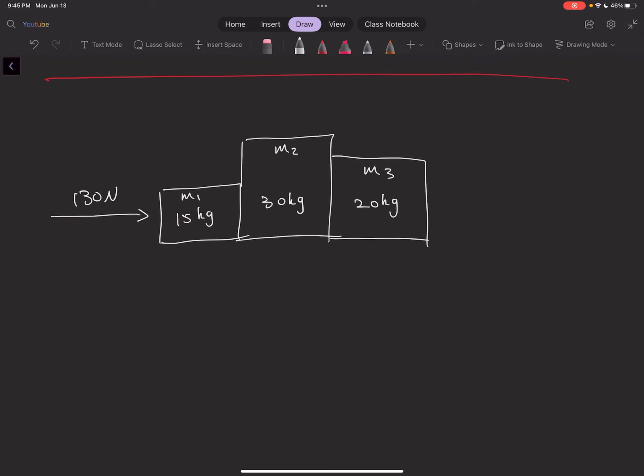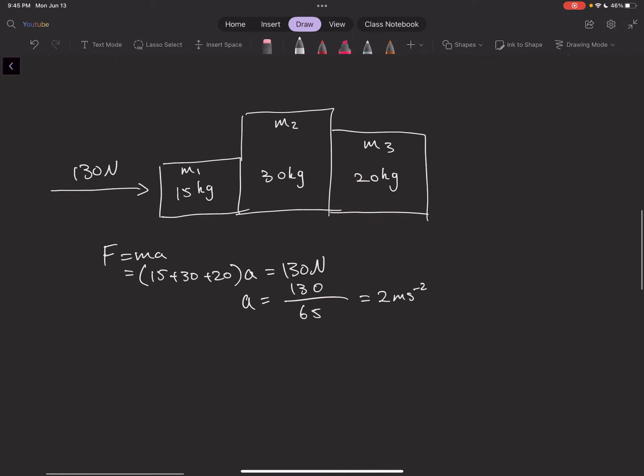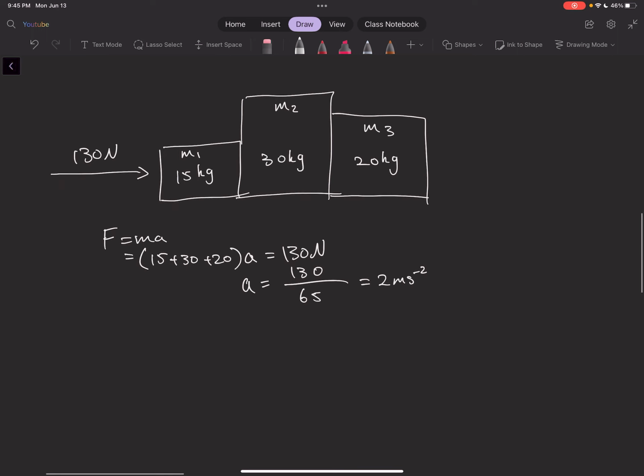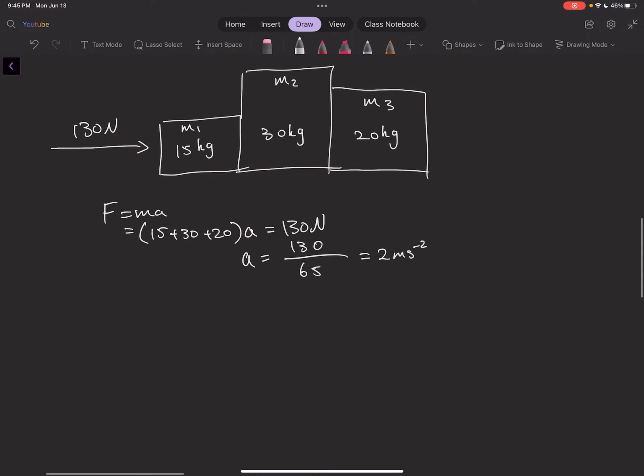So the first step again is we find the acceleration for the whole system. We complete F equals ma for the entire system, which means we are adding up all the masses, 15 plus 30 plus 20, times the acceleration, which equals, of course, the input force, which is 130 newtons. So we can rearrange to solve for the acceleration. It's 130 over 65, which conveniently equals 2 meters per second squared. It's almost like I didn't prepare this beforehand. So now we know the acceleration that each of these blocks is experiencing from the left to the right.